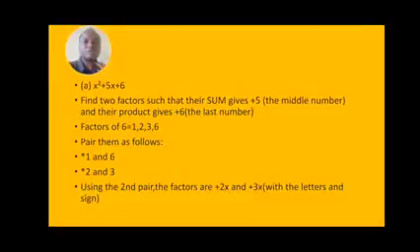For you to use the trial and error method, you find two factors such that their sum gives you the middle number, which is plus 5, and their product gives you plus 6, which is the last number. How do you do that? Just go straight looking for the factors of the last number there, which is 6. Factors of 6 are 1, 2, 3, and 6.